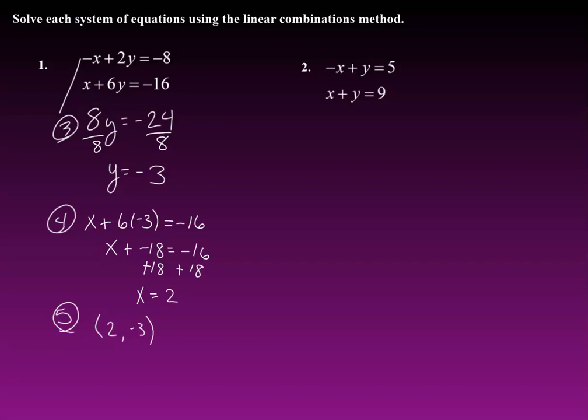And then to prove my point that it doesn't matter which equation you plug it into, I'm just going to quickly show you plugging it into the first equation. So you have negative x plus 2 times negative 3 equals negative 8. So we get negative x minus 6 equals negative 8. So we get negative x equals negative 2, and we divide by negative 1, and we get x equals 2, and it works out, and they're the same. So it doesn't matter which equation you use, they both get you the same answer.